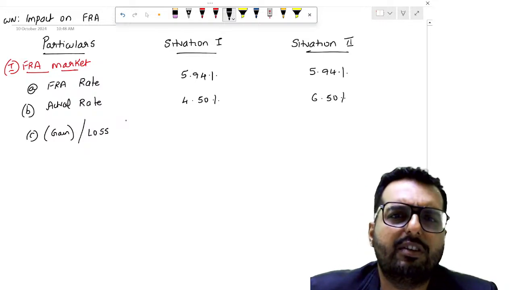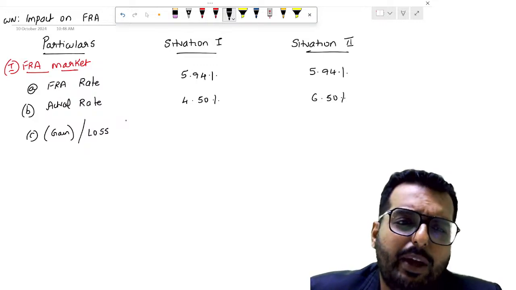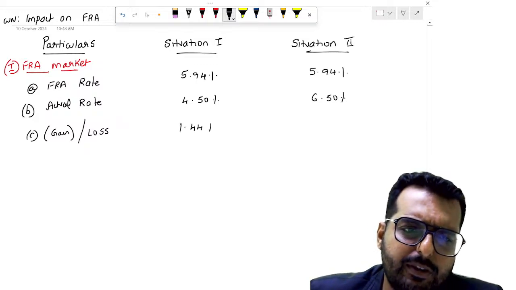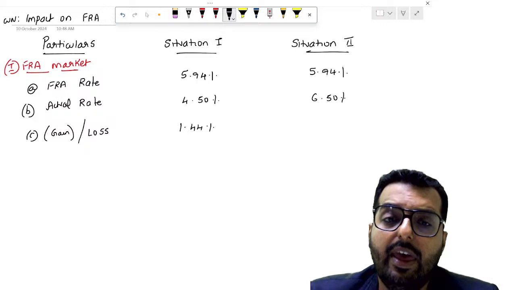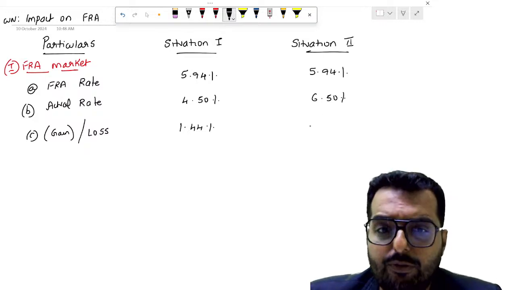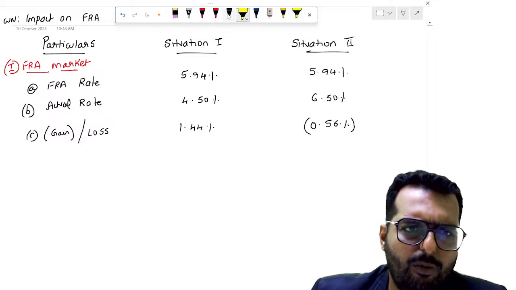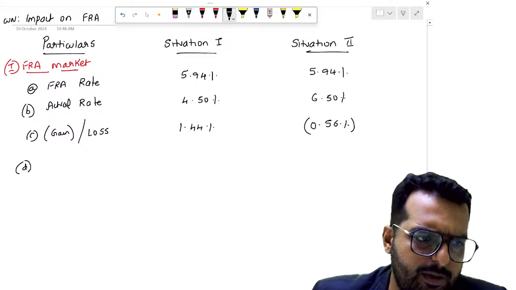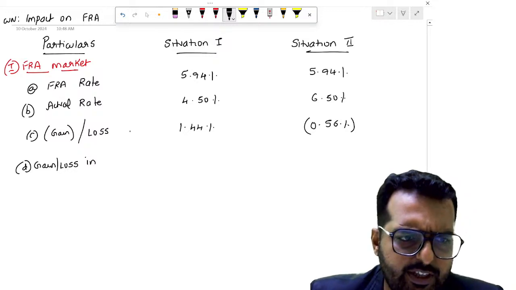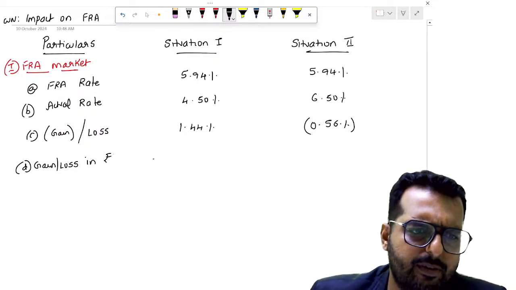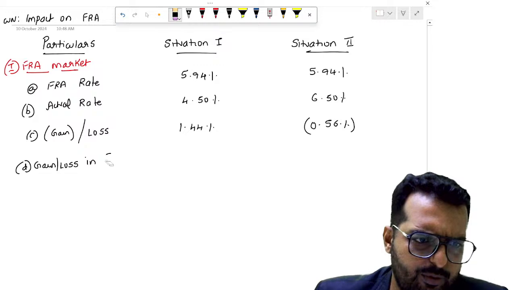That's because overall the question is on an outflow. Now see, outside rate is 4.5. Still I have to borrow at 5.94. I am going to make a loss of how much percentage? 1.44 percentage. Whereas here the actual rate is 6.5, but I have to pay 5.94 only. So I make a gain of how much percentage over here? 0.56 percentage. So when I find out this, I'll write down point number D, gain or loss in euros.